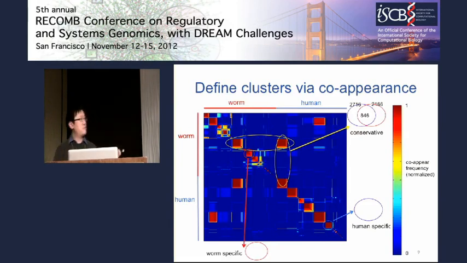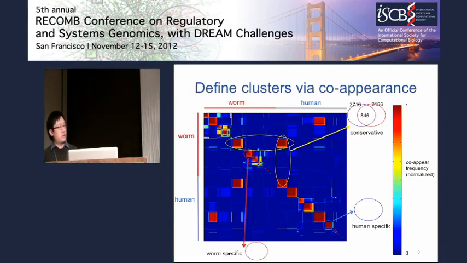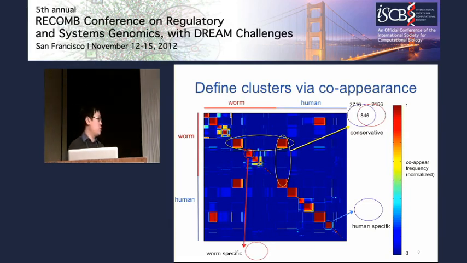Without surprise, when you look at how many genes are there, they share quite a large number of orthologs. There are some other clusters which we call specific. Say this one is a worm module, but when you look at the off-diagonal elements, there are no human counterparts related to it. So this is the worm-specific one, and this is the human-specific one.